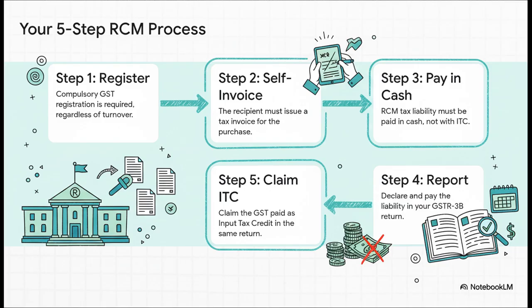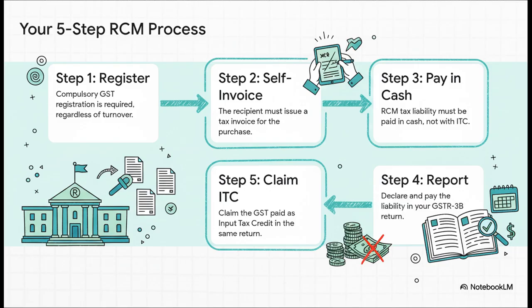If you have an RCM liability, you need a GST registration. Period. Step 2. This sounds a little weird, but you have to issue an invoice to yourself for the purchase, a self-invoice. Step 3, and this is a big one, you've got to pay that GST in cash. You cannot use your existing input tax credit, or ITC, to pay it off. It has to come from your bank account.